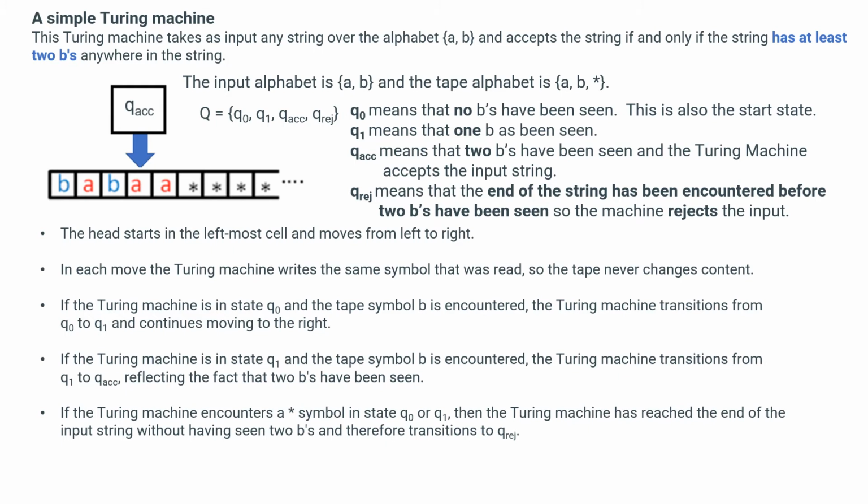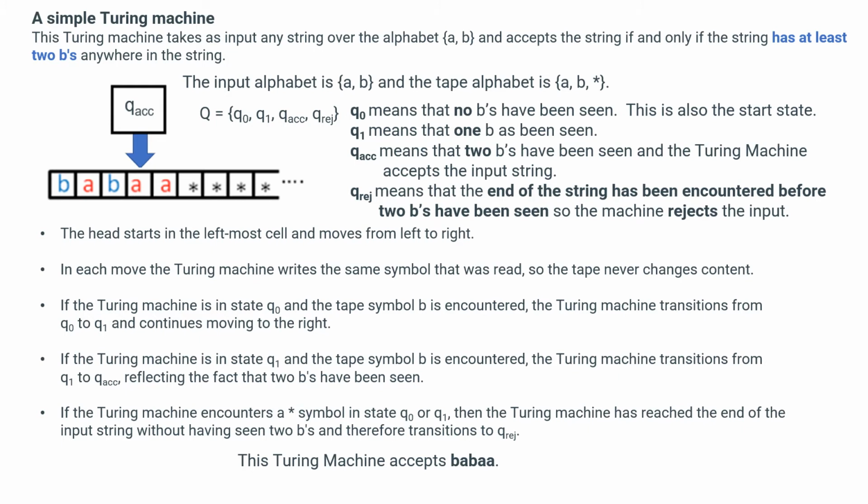So here's what this last sentence says. If it encounters a blank or an asterisk symbol while it's in the state Q0 or Q1, then the Turing machine has reached the end of the input string without having seen two B's and therefore transitions to the reject state.